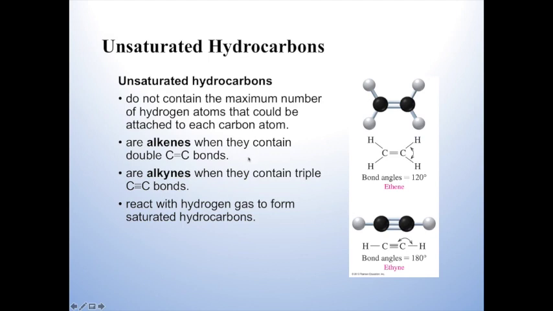These, in general, will react with hydrogen gas to form saturated hydrocarbons. And in general, alkenes have a bond angle of 120 degrees between the hydrogens and have a trigonal planar structure. And alkynes have a 180 degree bond angle because of the triple bond.